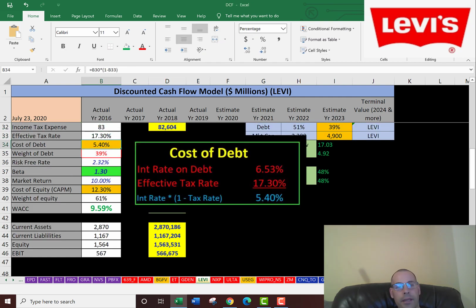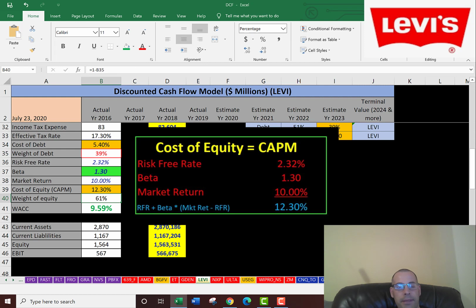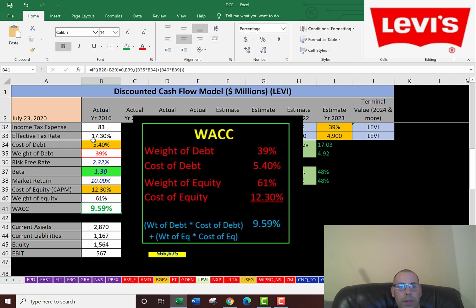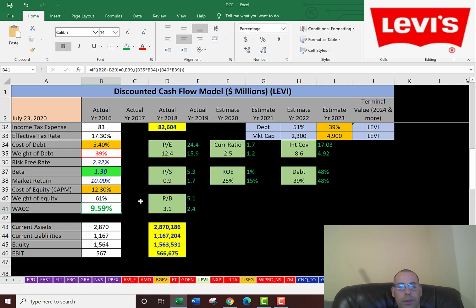Let's look at their capital structure. The cost of debt is 5.4% and they have 39% debt. The cost of equity is 12.3% and they have 61% equity. So the WACC is 9.6%, which is a blend of the cost of debt and cost of equity. And that's a discount rate we're going to apply to the future cash flows.